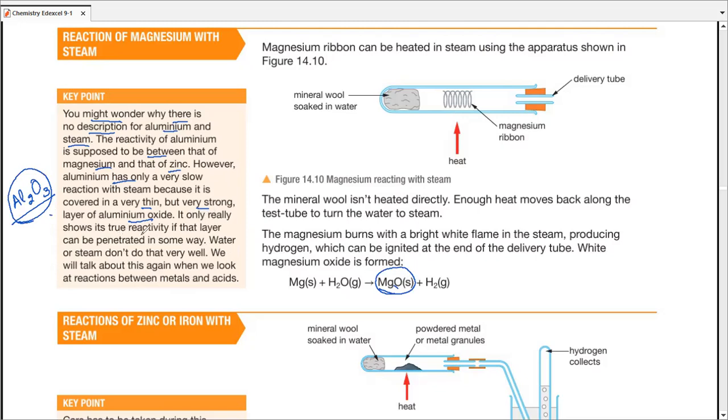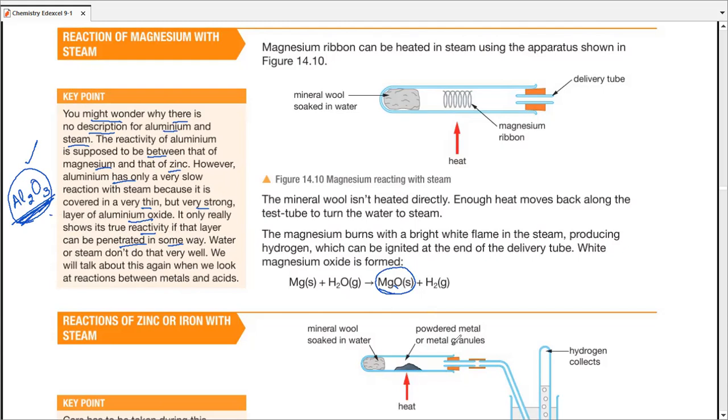It only shows its true reactivity if that layer can be penetrated in some way. But actually, this layer is quite thick and is not penetrable by steam so easily. So that's why we tend to not discuss aluminum at this point. We will discuss aluminum in your book, but a little ahead, not in the current chapters.